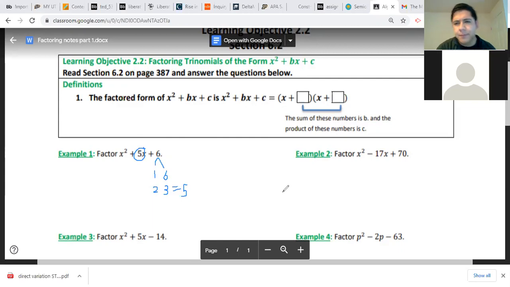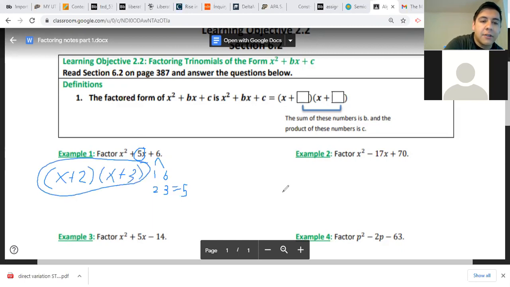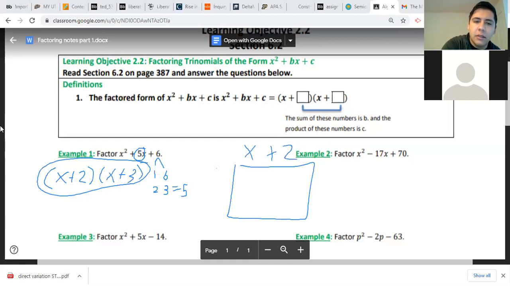So how are we going to write this? We're going to have x plus 2, x plus 3. And that's our factored version of the trinomial. Of course, we can check that. If you remember what we were doing earlier, we were multiplying the 2 things together. We can check it that same way.